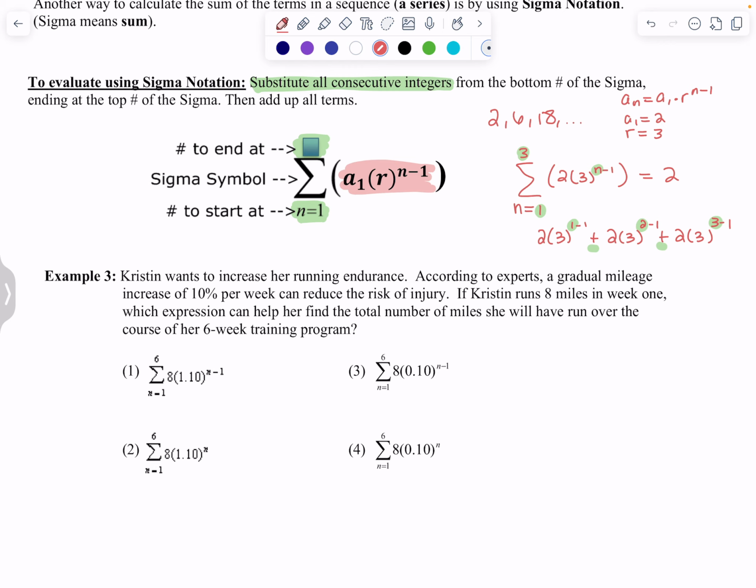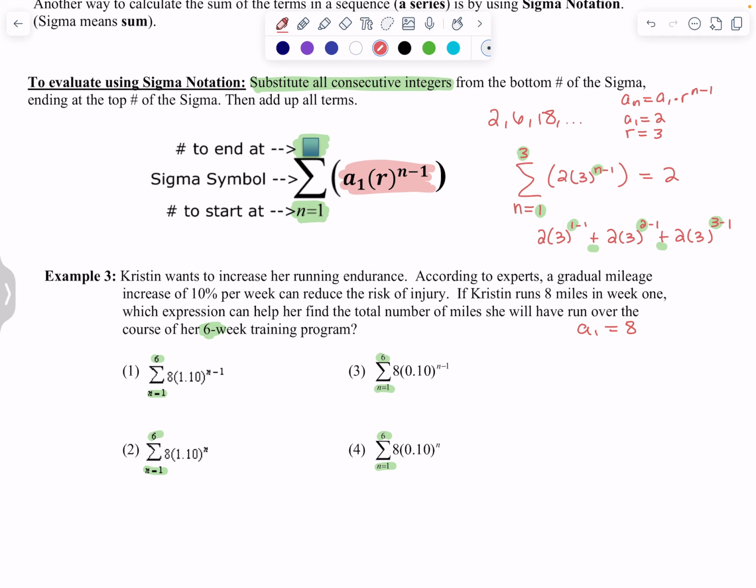Okay, so Kristen wants to increase her running endurance. A gradual mileage increase of 10% per week can reduce the risk of injury. If she runs 8 miles in week 1, so right away I'm just going to write down that's my A1. Which expression can help her find the total number of miles she will have run over the course of her 6-week training program? So if you notice, they all have a 6 on the top because they're trying to find the sum if she starts in the first week and goes to the 6th week. So they kind of all make sense for that.